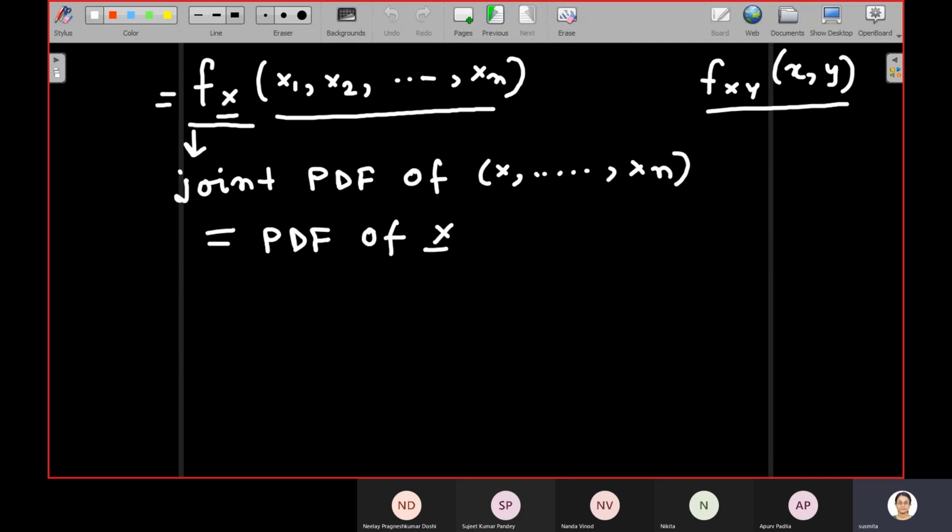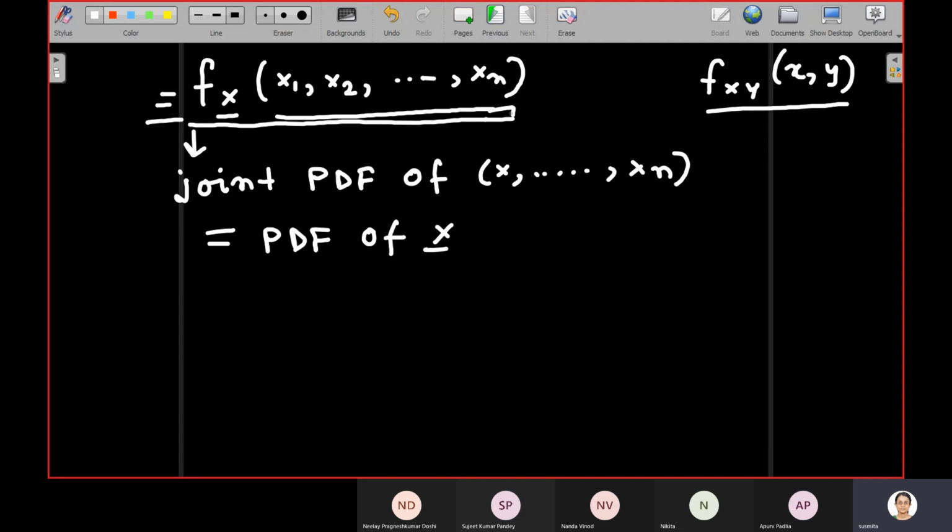Now, when we have the joint PDF of n random variables, it is possible to extract any joint PDFs. We saw this in the two-dimensional case. We had the two-dimensional PDF, and from there we got the marginal PDF. Similarly, for the n-dimensional case also, we can extract PDFs of any subsets of random variables.